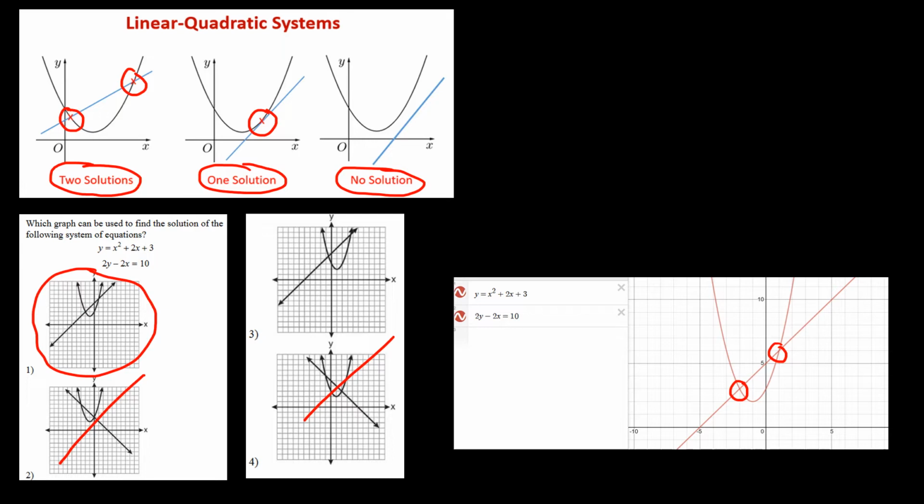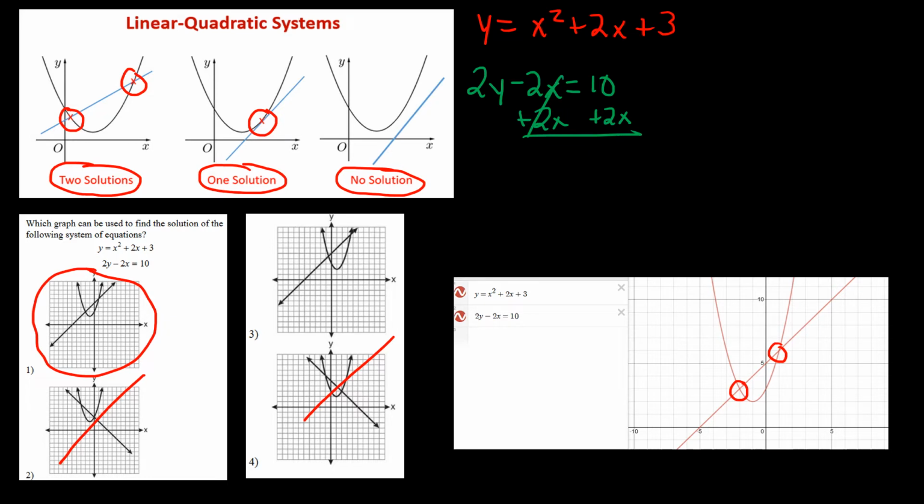If you were going to solve this by hand, you definitely want to make sure that both equations are set equal to y. So we have that first one at y equals x squared plus 2x plus 3. And the second equation is 2y minus 2x equals 10. Well, if we were going to do this by hand, we would add 2x to both sides. Simplifies out, we'd have 2y equals 2x plus 10. Divide everything by 2, and you're left with y equals x plus 5.